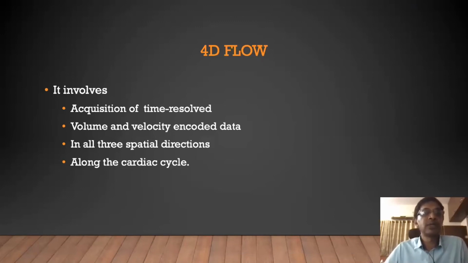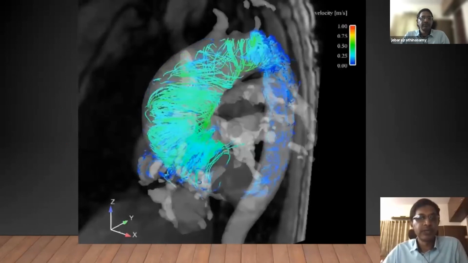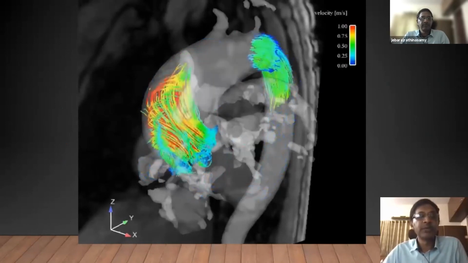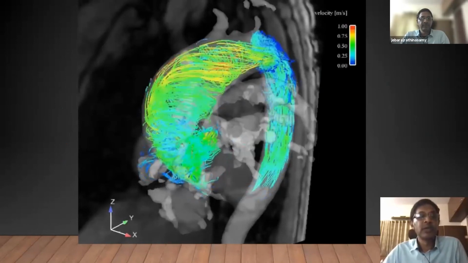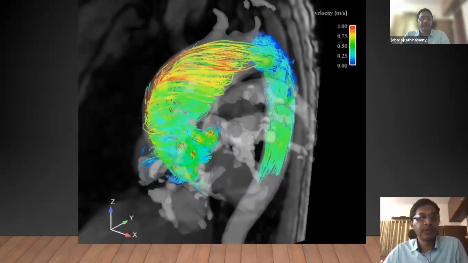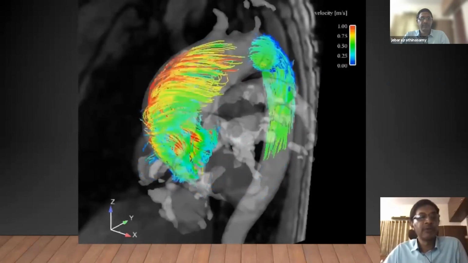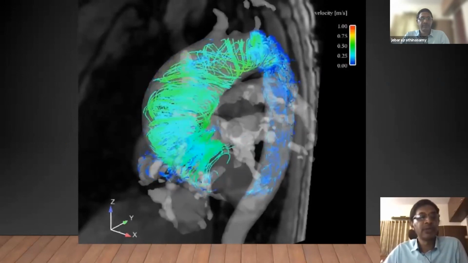We could also assess flow in all three spatial directions at the same time and all through the cardiac cycle. Using the obtained 4D data, we could clearly generate pictures like this, showing the stress points of the great vessels. Here is a picture of a bicuspid valve with swirling blood within the ascending aorta causing its dilatation.